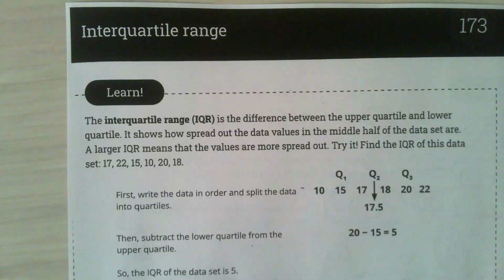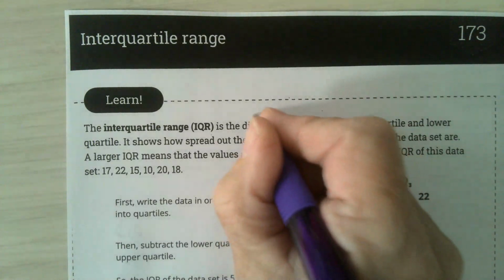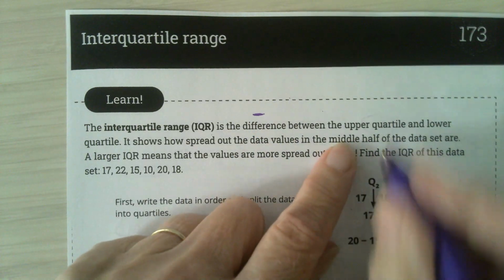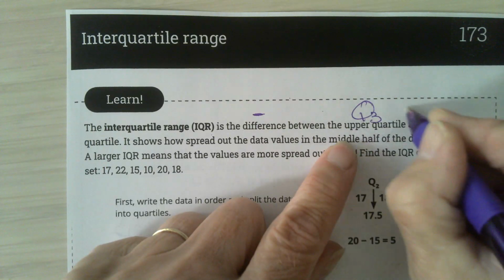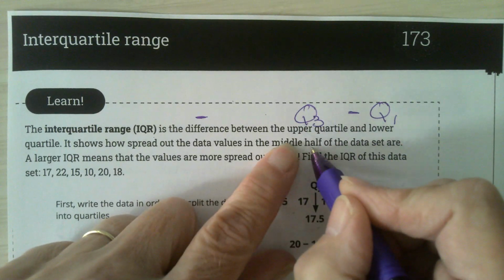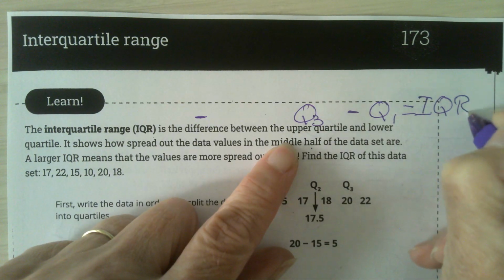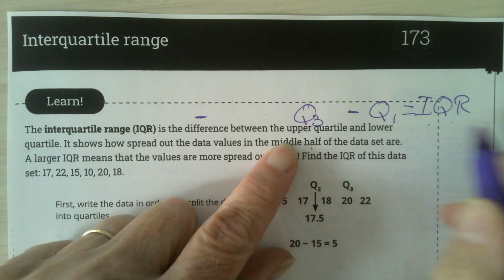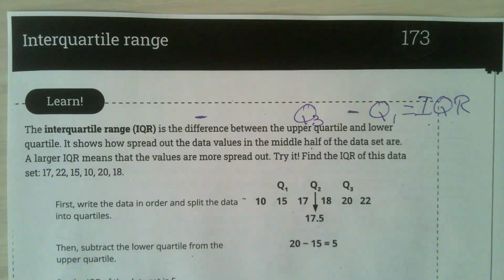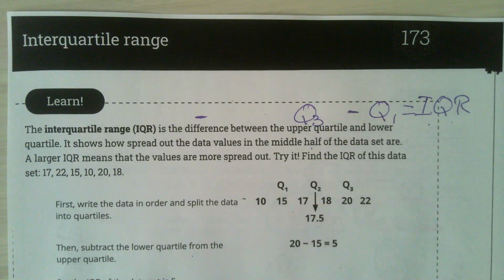To find the interquartile range, it's the difference. Difference means you subtract between the upper quartile and the lower quartile, which is Q3 minus Q1. So right up here, Q3 minus Q1 equals your IQR, interquartile range. Remember how Mrs. Robertson said she doesn't write all those letters? This is what you write, IQR. Everyone got that? So Q3 minus Q1 equals IQR.